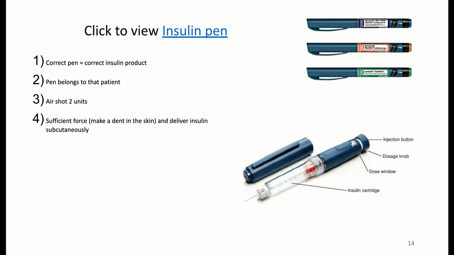Fourth, you need to stab the patient with sufficient force to make a dent in the skin and deliver insulin subcutaneously. Because if your technique is too light, the insulin will just spill out. So when you stab the patient, you need to stab the patient with sufficient force that it creates a dent.